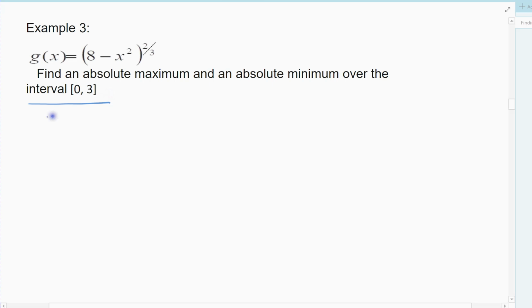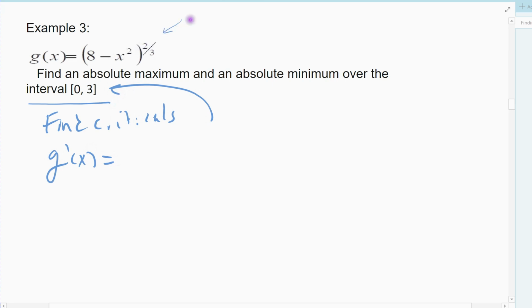So first step, find any critical values, again only between 0 and 3. Find the derivative, and this one will actually have a 0 case and a does not exist case. All right, take the derivative. This is going to require the chain rule.